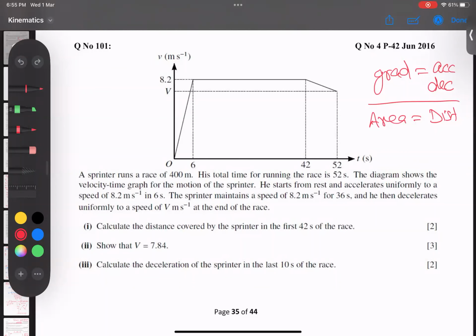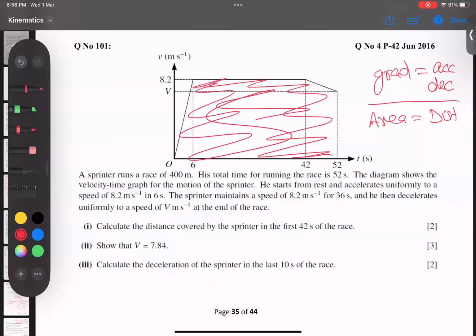This is a basic velocity-time graph, and the gradient of any line is called acceleration or deceleration. A positive gradient is acceleration, and a negative gradient is called deceleration. When a person is speeding up, it is acceleration; slowing down is called deceleration. And the area under the graph is called the distance traveled, the area under the lines.